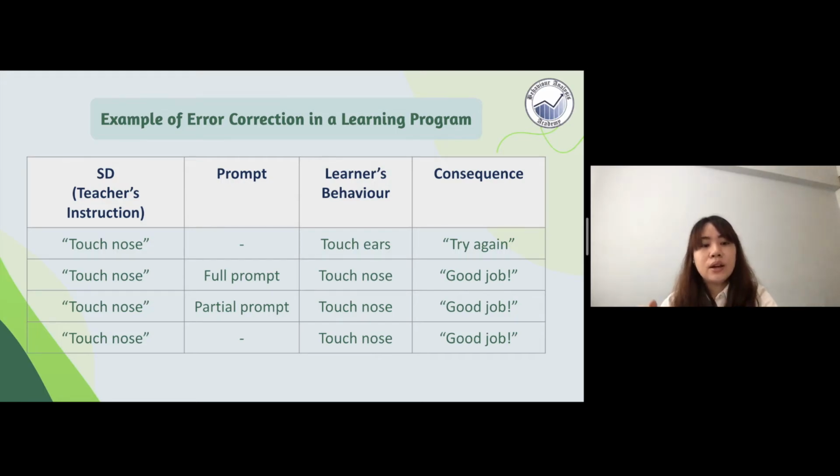Then the next trial you can say touch nose again. This time you want to work towards fading your prompt. Instead of a full prompt, you probably just nudge from the elbow, and then the child can reach to the nose. Once he touches the nose, you say good job again, so you reinforce again, right?